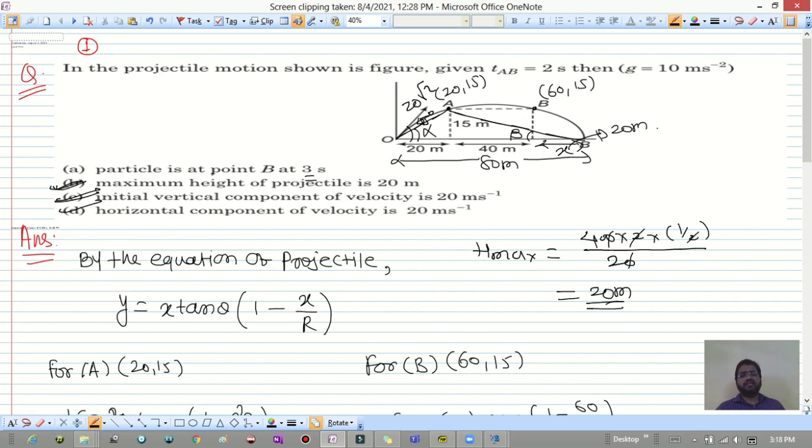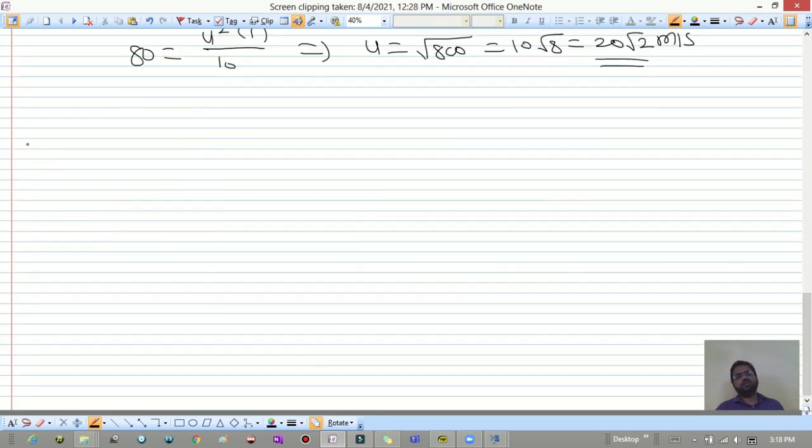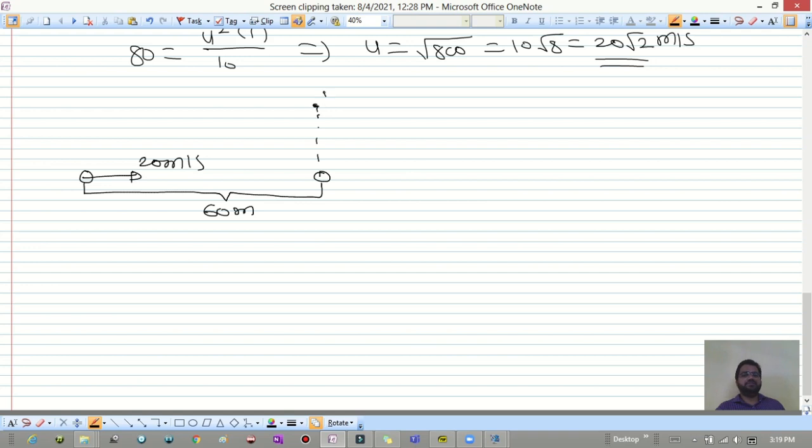Now the particle is at point B at t is equal to 3 seconds. Now at point B coordinates we know, right? We want the time. So how to find time then? We can calculate the time by using the horizontal component of the velocity. The horizontal component of the velocity is 20 meter per second and this has to travel a distance of 60 meter to go to the point B, isn't it? So the distance we have is 60 meter.